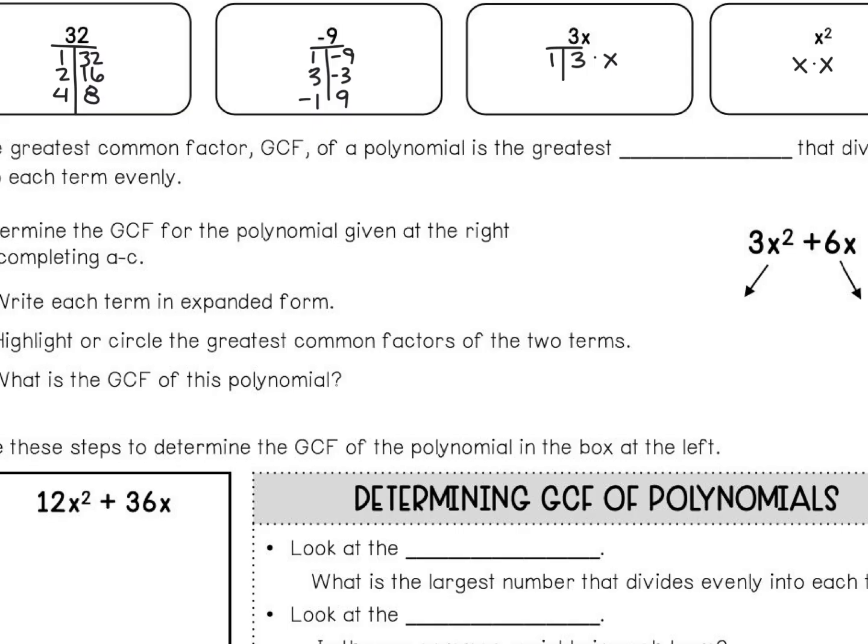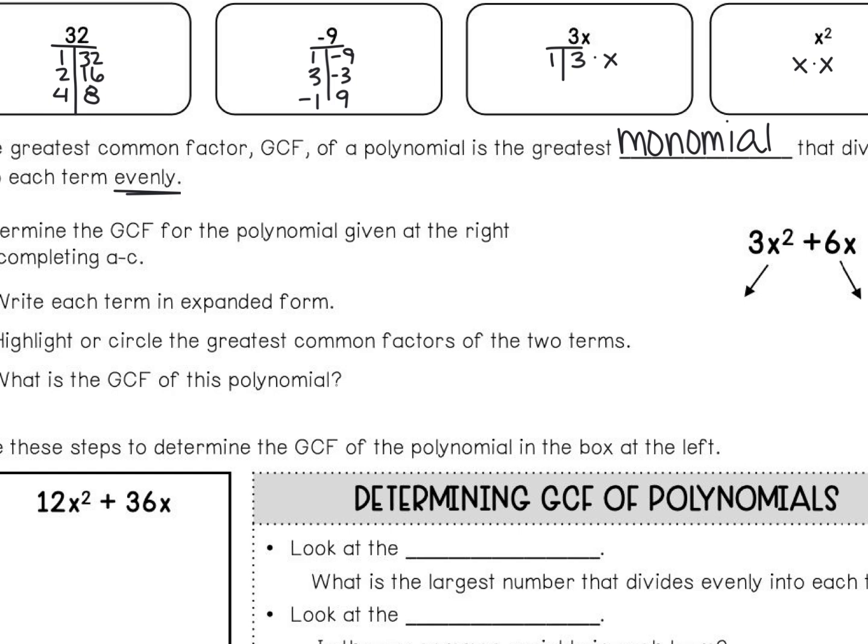The greatest common factor, the GCF of a polynomial, is the greatest monomial. How many terms in a monomial? 1 term. That divides into each term. The key is evenly. We're not going to be dealing with any decimals or fractions here. Determine the GCF for the polynomial at the right.